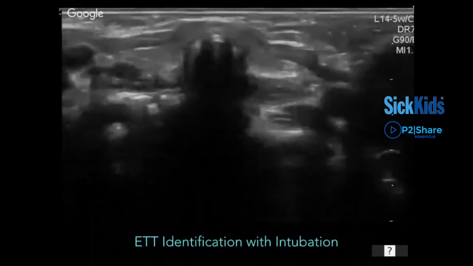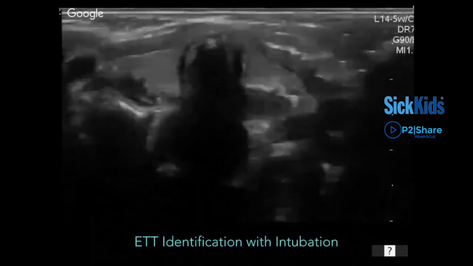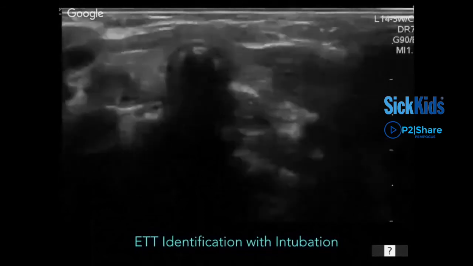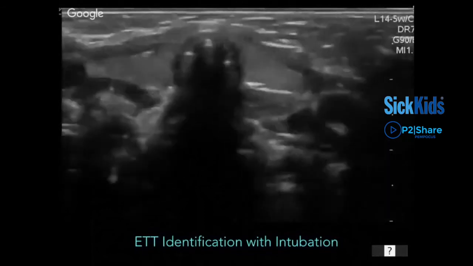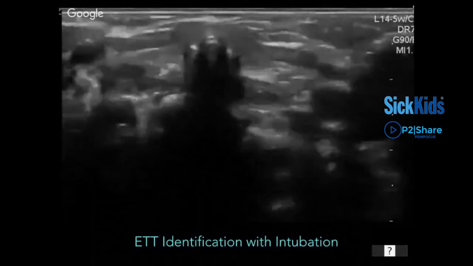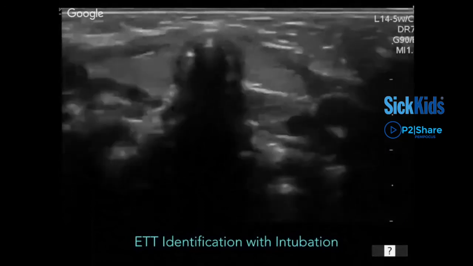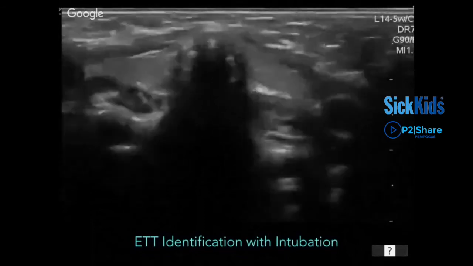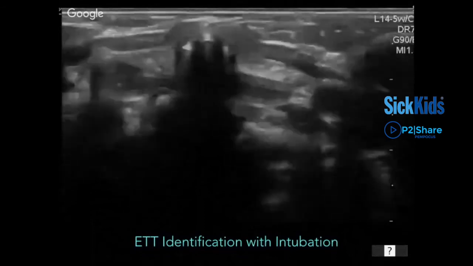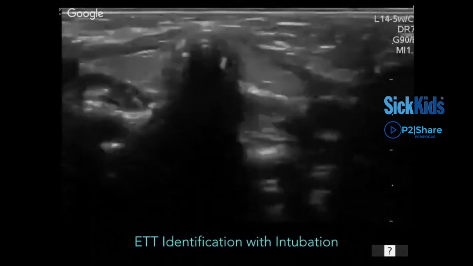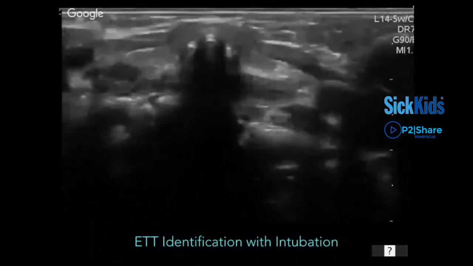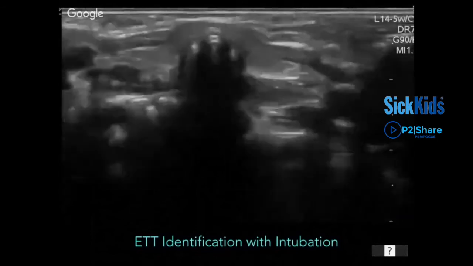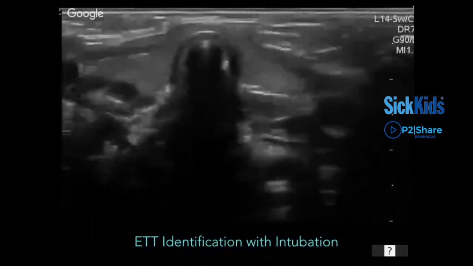So we're going to talk about ET tube identification with intubation. You're going to see this double ring sign in the trachea. So here's our trachea. There's that ring, and then you can see a second ring sometimes coming through where the air is bouncing back, ping-ponging back in between each other. So you're going to get your reverberation behind, and you're also going to get your acoustic shadowing behind because the air is reflecting back all of your ultrasound beams.